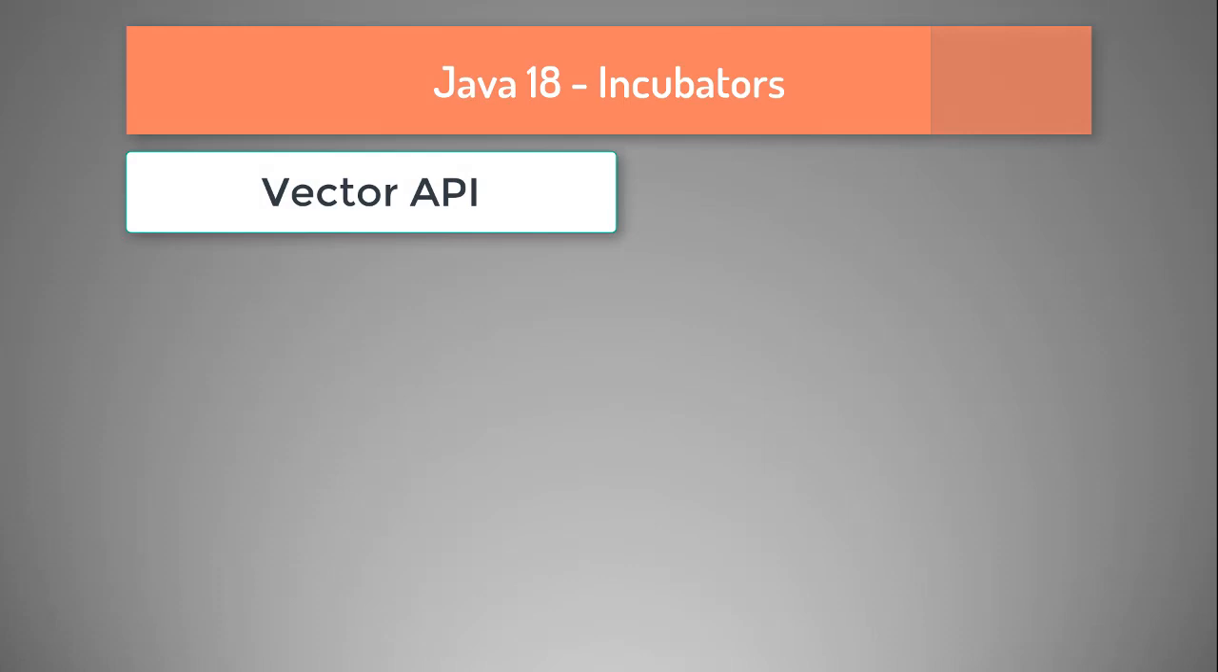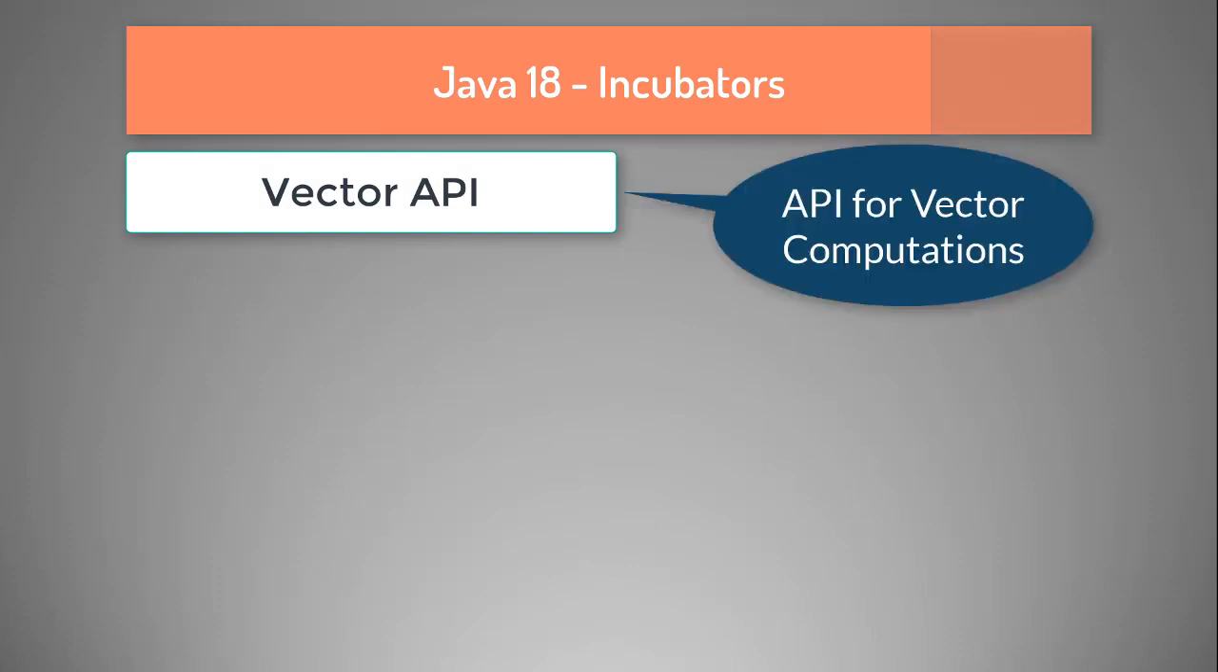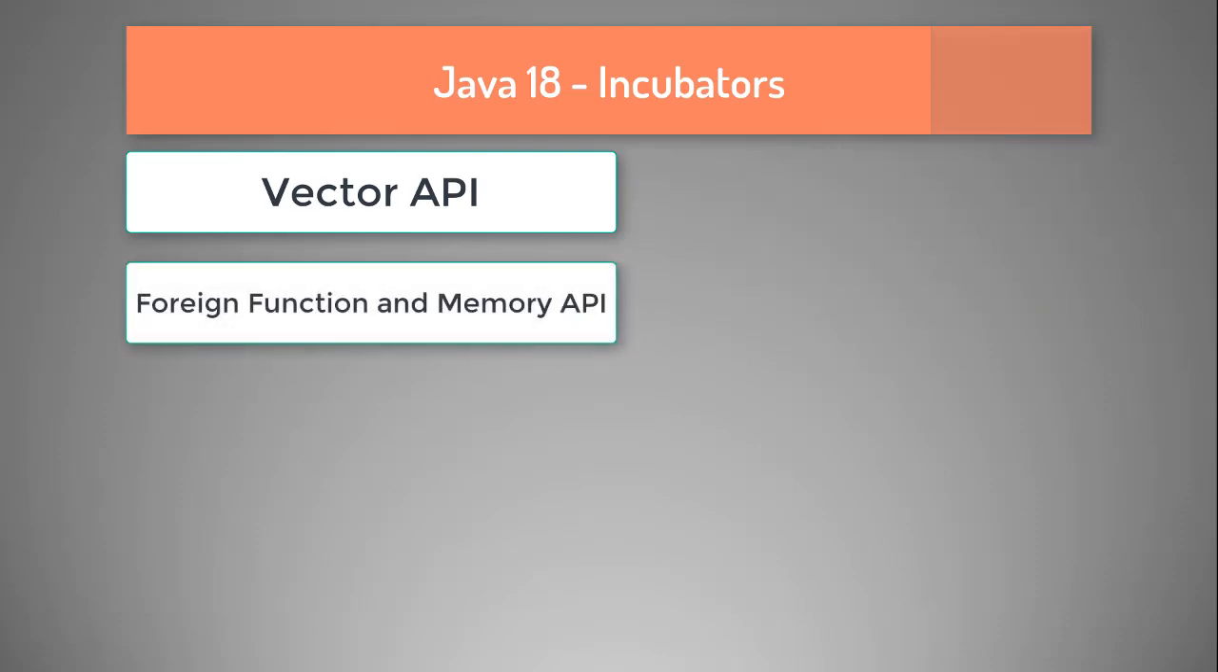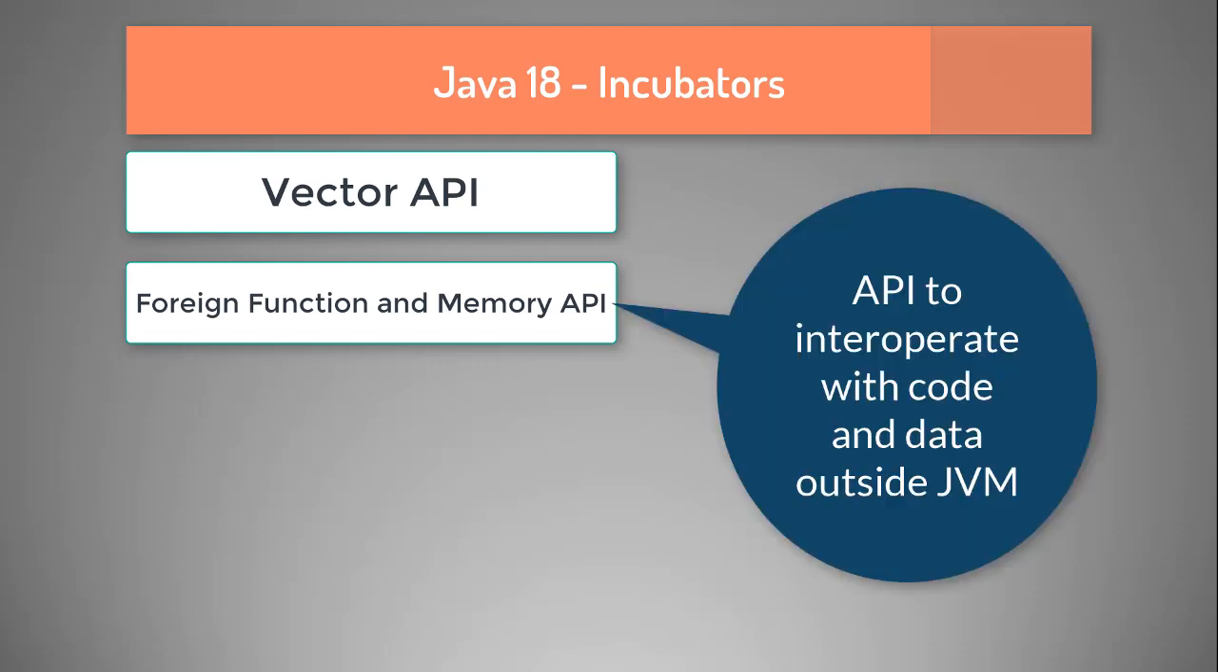First feature is the Vector API. Java community is developing the Vector API for vector computations. This is the third incubator for this API. Second feature is the foreign function and memory API. This feature introduces an API by which Java programmers can interoperate with code outside of the JVM.